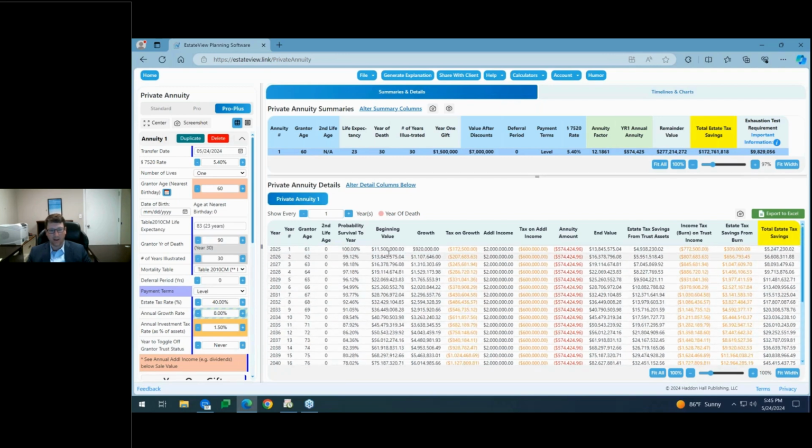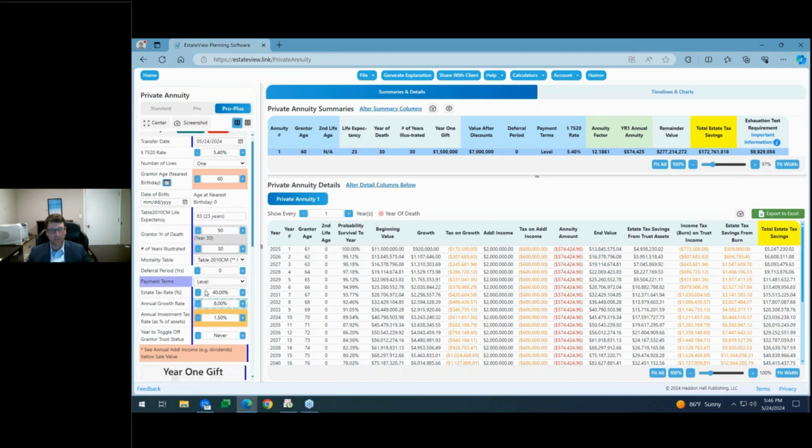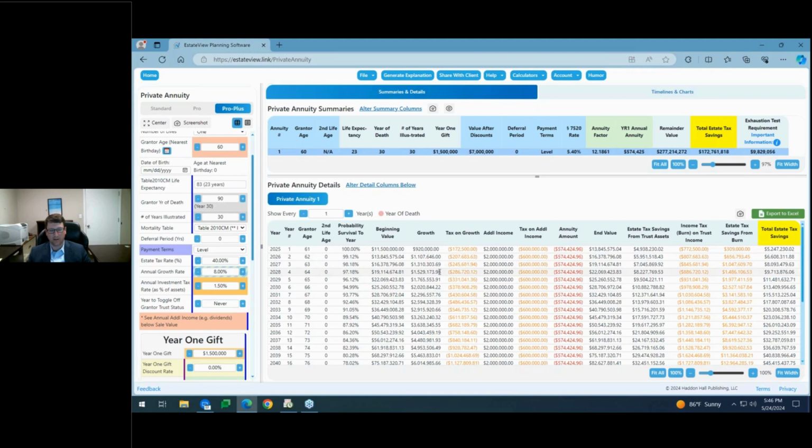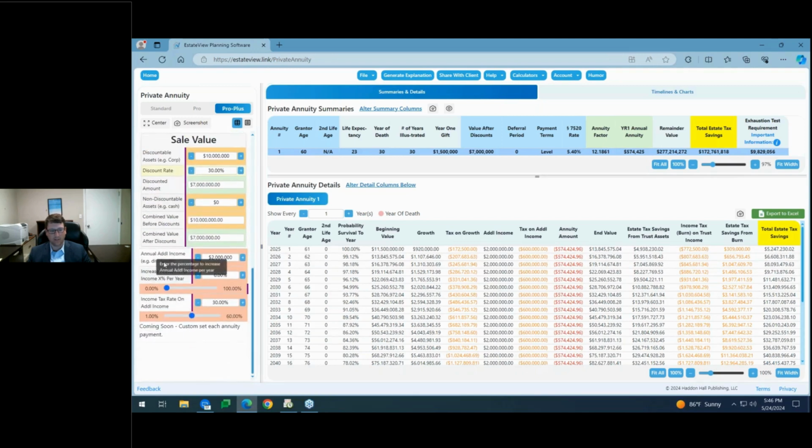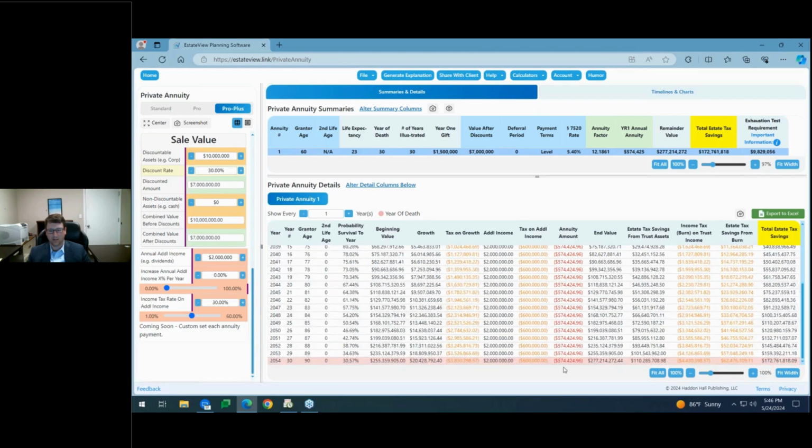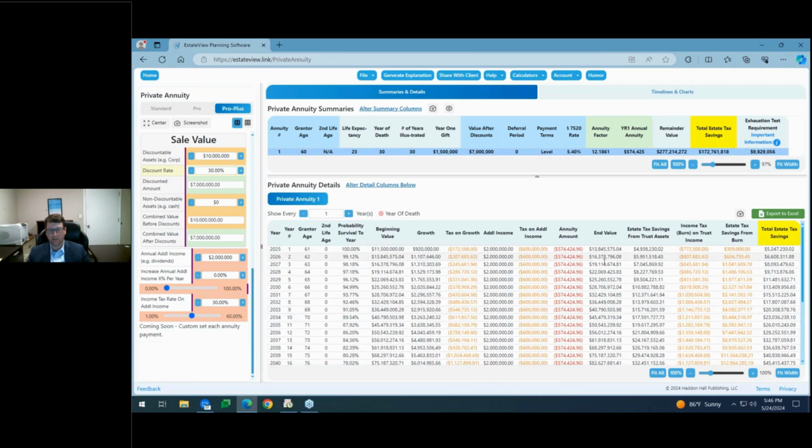And we have a beginning value, the $10 million of assets transferred, plus the 1.5 of seed capital gift. And how is that going to grow over time? We have our growth here, which is the rate of growth that we've set at 8%. So those monies are growing at 8%. We have our taxes on that growth. We have the additional income that's coming in, that $2 million a year that we've inputted as our additional income, our taxes on that additional income, the annuity that's paid back to the grantor from the trust every year until he dies at age 90, the end value of the trust.